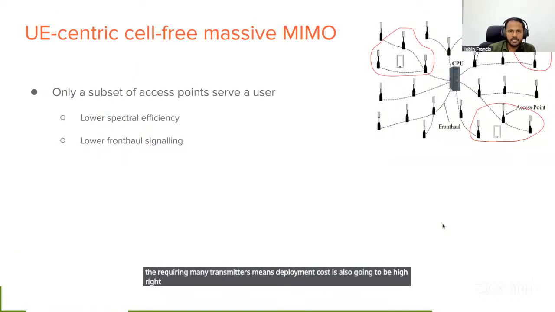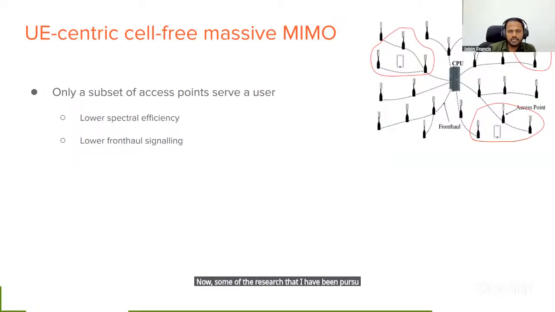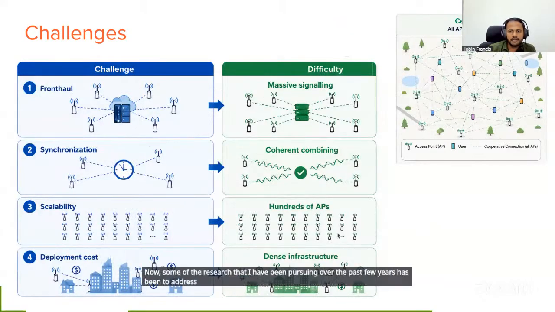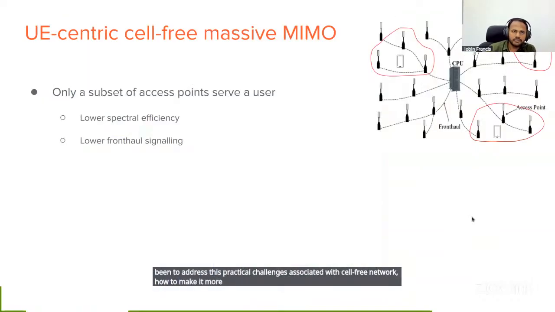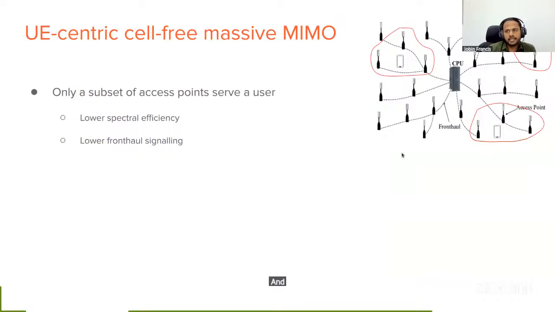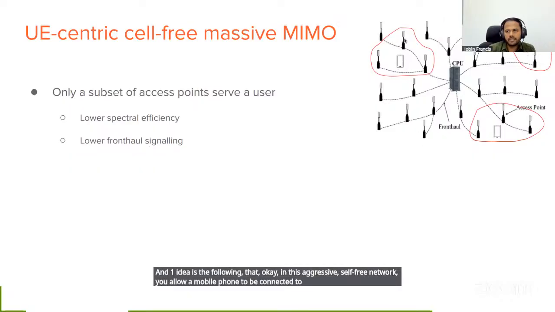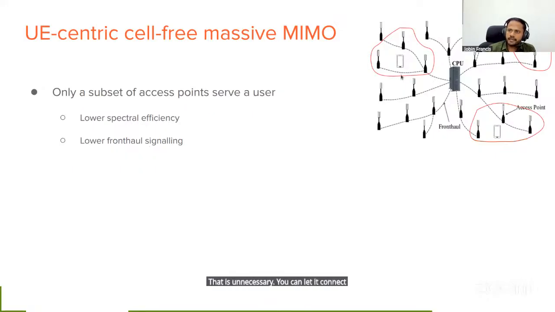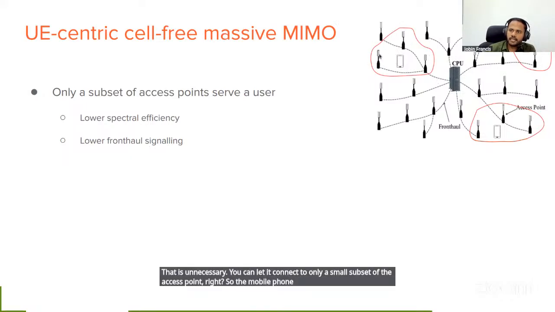Now, some of the research that I've been pursuing over the past few years has been to address these practical challenges associated with cell-free networks, how to make them more practically realizable. And one idea is the following. In this aggressive cell-free network, you allow a mobile phone to be connected to every transmitter in the network area. That is unnecessary. You can let it connect to only a small subset of the access points, right? So the mobile phone here would be served by the nearby access points or cell towers rather than all the cell towers in the region, right?